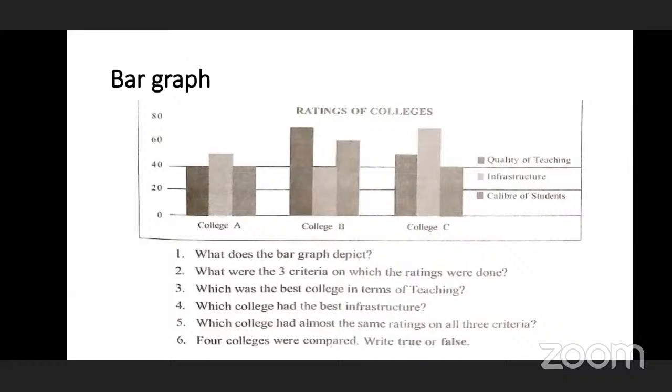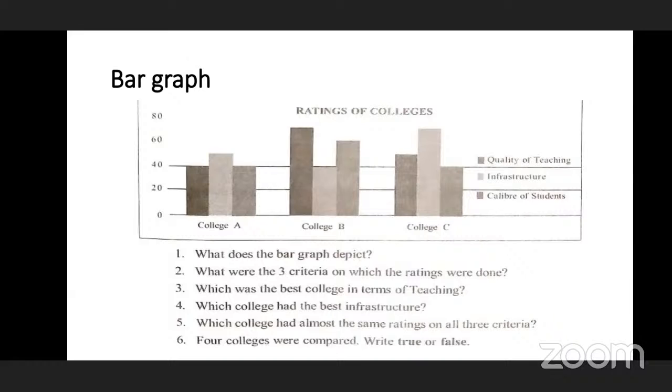See, college B, the quality of teaching is completely high, infrastructure is completely low, and caliber of students is a little higher than infrastructure. Whereas college C, again ups and downs. So the least ups and downs are seen in college A. College A is the answer.